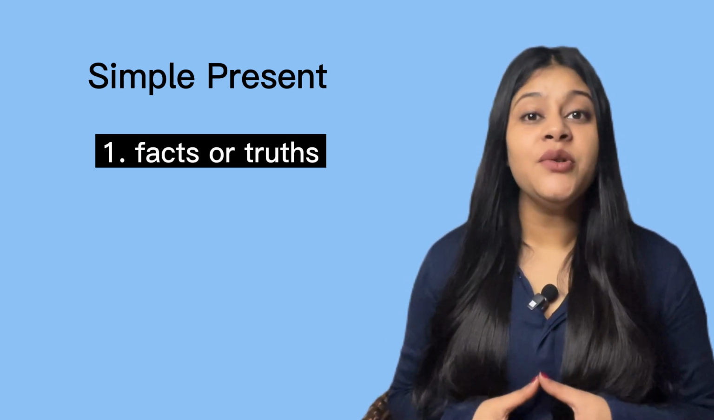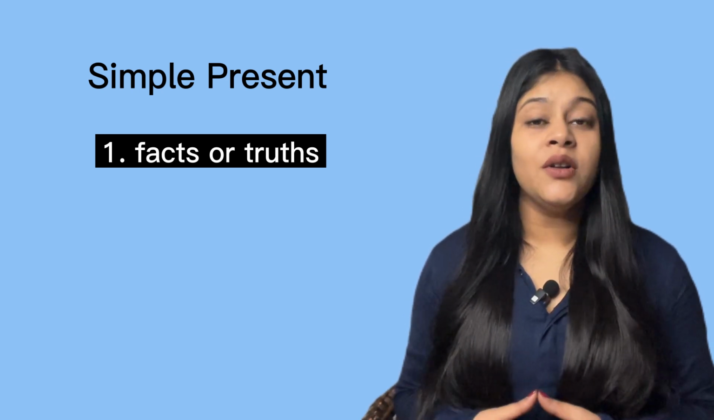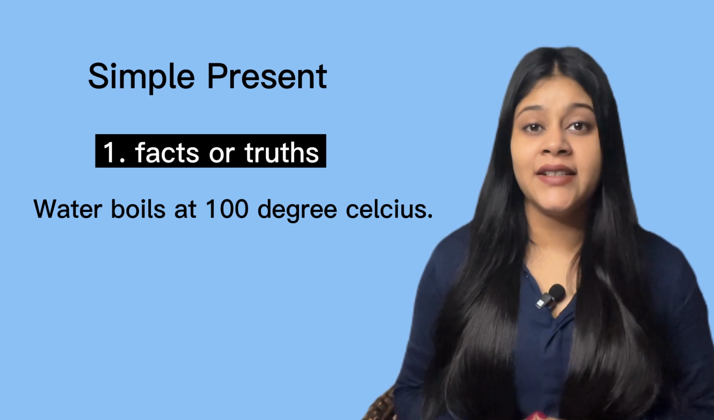We all make mistakes with simple present tense. But first, let's understand what it is. Simple present tense is majorly used in 3 situations. We use it to talk about facts and universal truths. For example, water boils at 100 degrees Celsius.